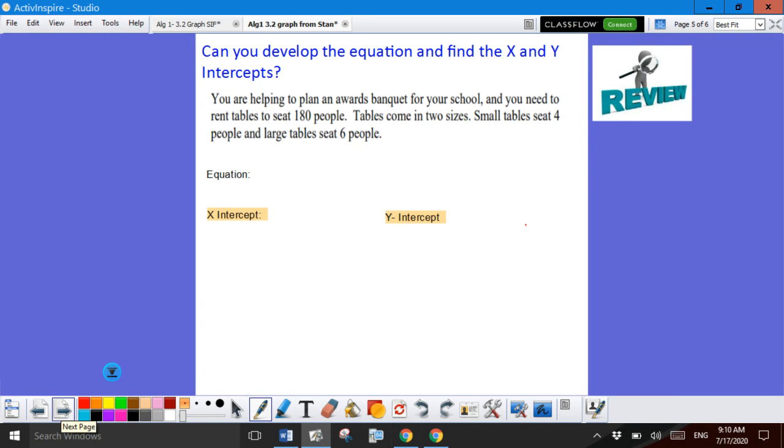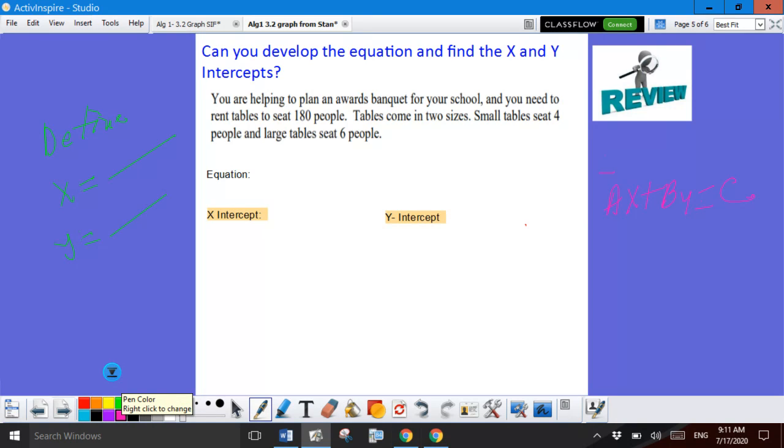All right, let's do a quick review of the algebraic solving of x and y intercepts because you've got a quiz coming up and we need to make sure that you're good to go. And remember, we want standard form, so ax plus by. So why don't you start by finding your equation? Okay, let's see how you did.